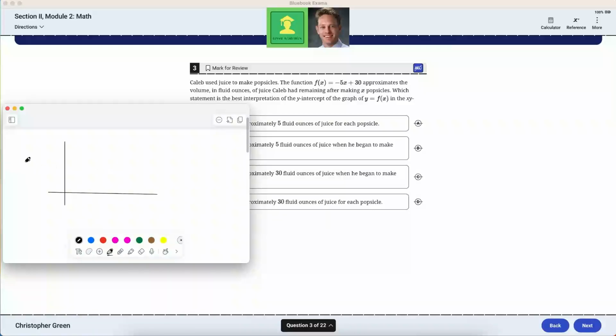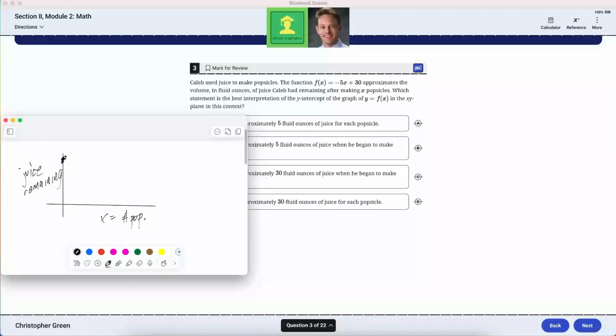juice remaining as the y-axis and number of popsicles. Now bear in mind, it's the juice remaining. So you have a y-intercept of (0, 30), right? Because when you put in 0 for x, you get 30 for y. And it's coming downwards like this. The downward slope is -5.